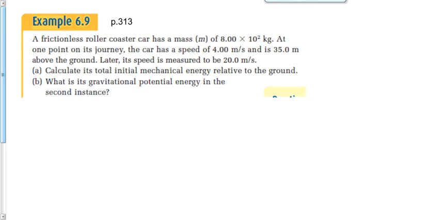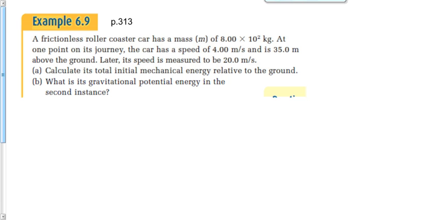6.9 on 313. Here's a roller coaster this time. It's not going straight down, or at least hopefully not going straight down. We've got a roller coaster that has a mass of 800 kilograms. At one point on its journey, it's going 4.0 meters per second, and it's 35 meters above the ground. Later, its speed is 20 meters per second.